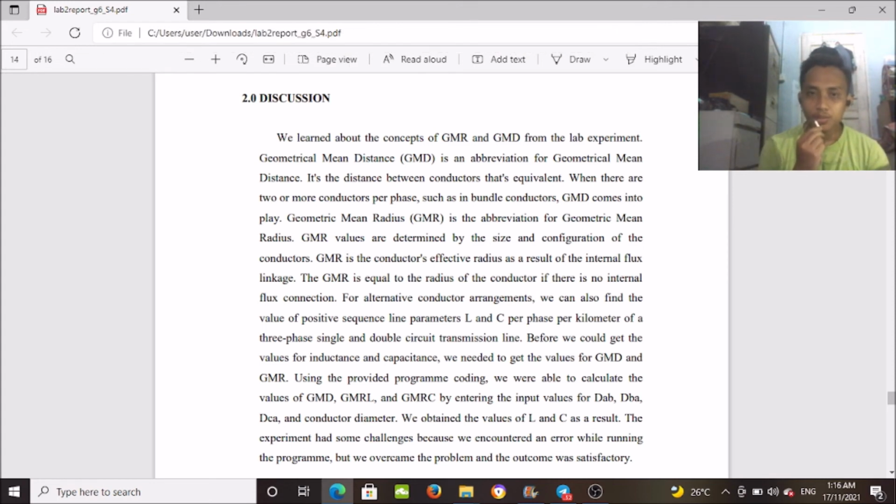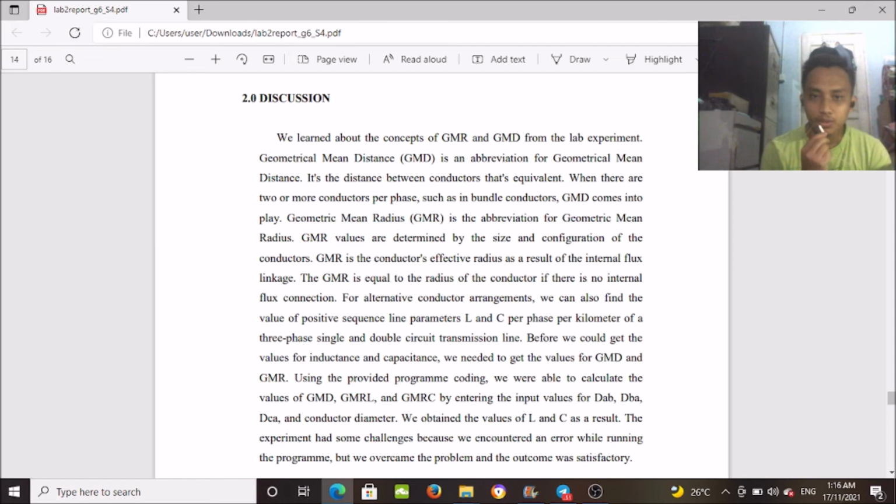My name is Wan Muhammad Azam bin Wan Harun, and today I want to present the discussion. We learned about the concept of GMR and GMD from the lab experiment. GMD is an abbreviation for geometrical mean distance. It is the equivalent distance between conductors when there are two or more conductors per phase, such as in bundle conductors. That is where GMD comes into play.